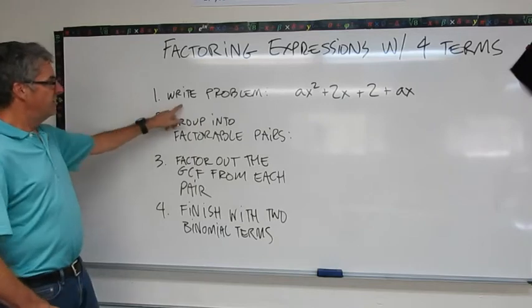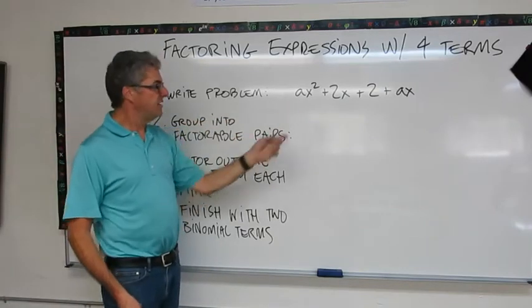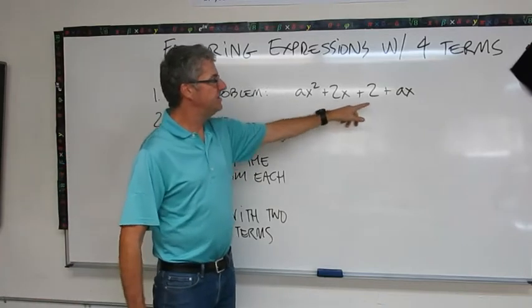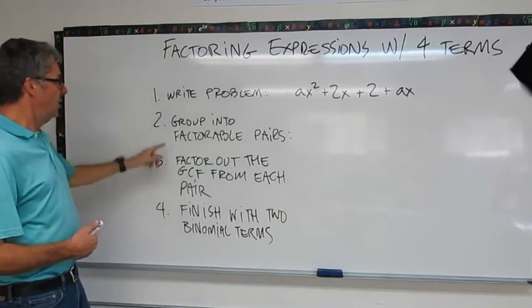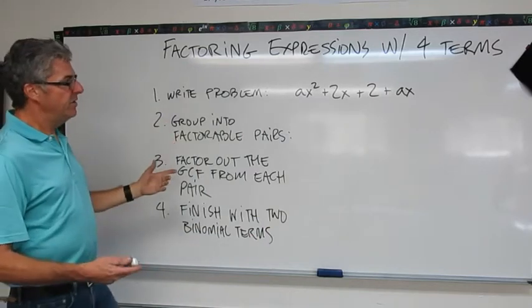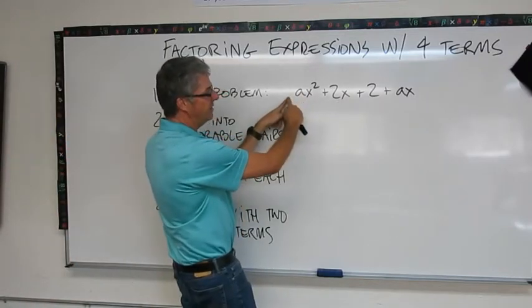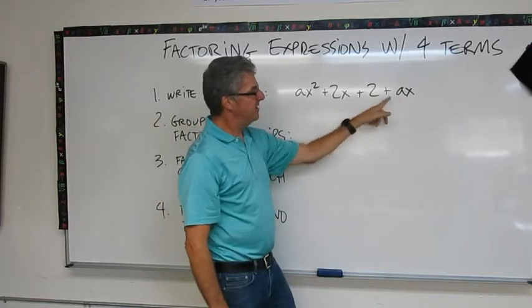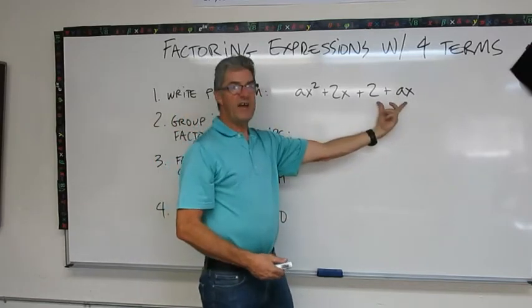Okay, so step 1, write down the problem. So here's an example of a type of problem you might get: ax squared plus 2x plus 2 plus ax. Step 2, group into factorable pairs. So I could tell right here that I could factor an x out of this one, but I don't have anything in both of these that I could factor out. So this is not a factorable pair.